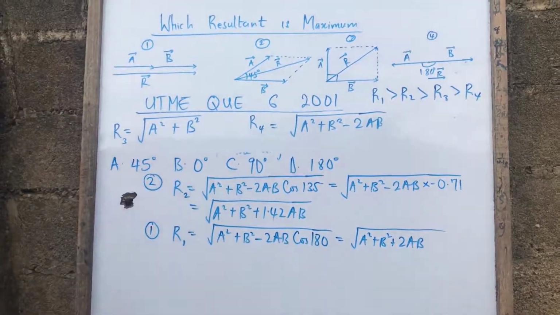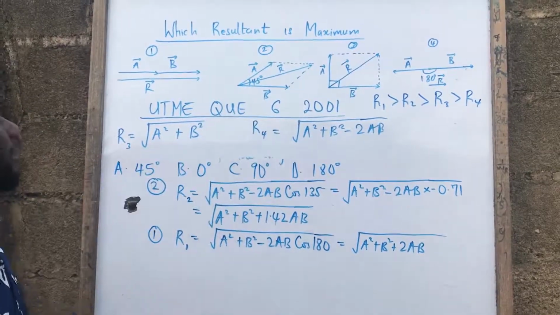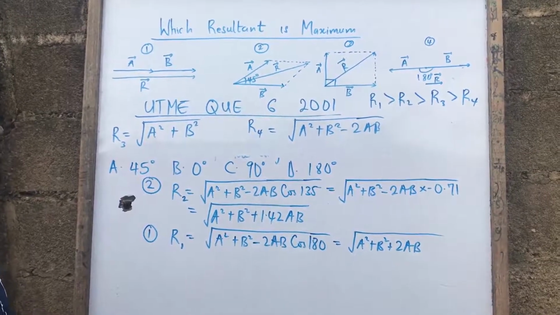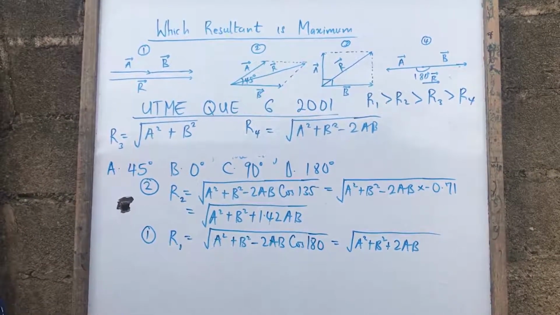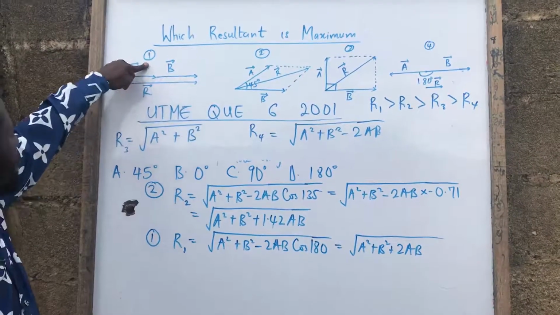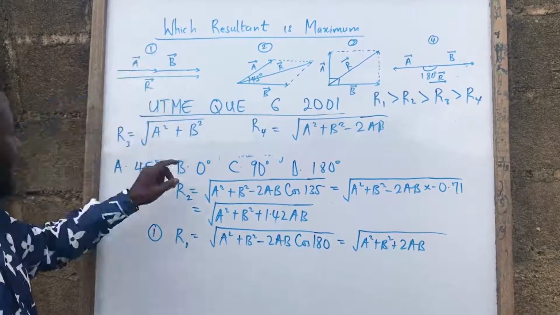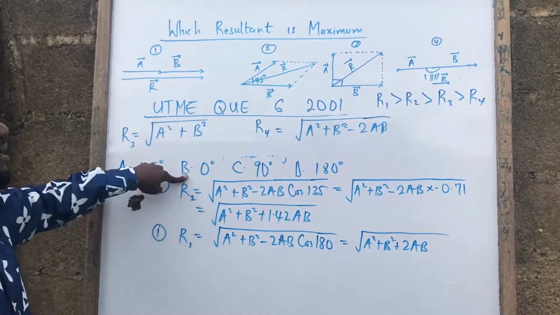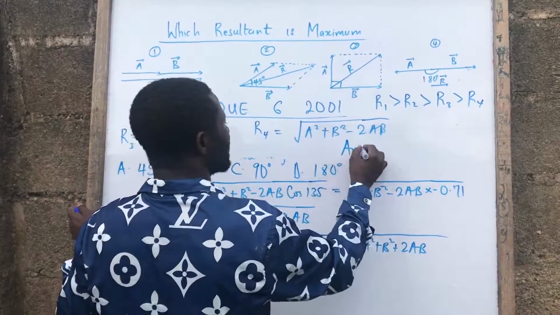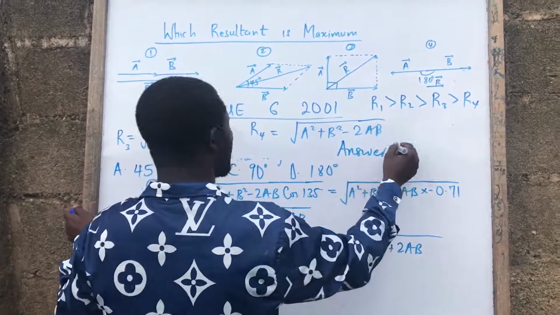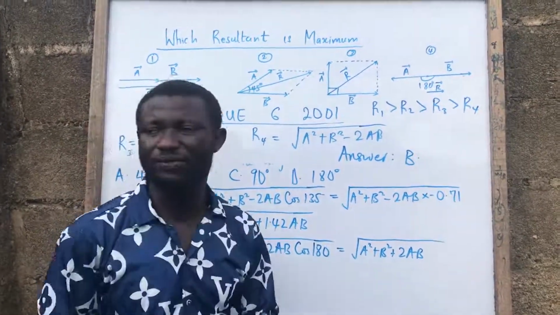All right. So according to that question, UTME question 6, what will now be the answer? Which one is the greatest? Which one is the maximum? If we choose R1, which is of angle 0, where theta is equal to 0, that is maximum, and that is the correct option B. So the correct answer for this question is B.